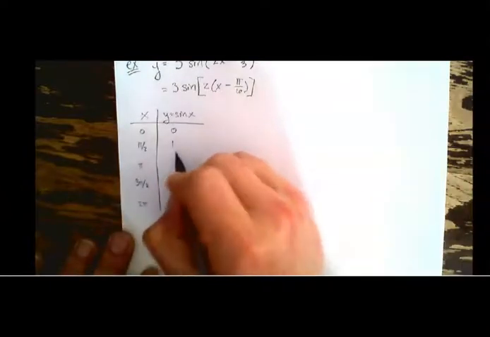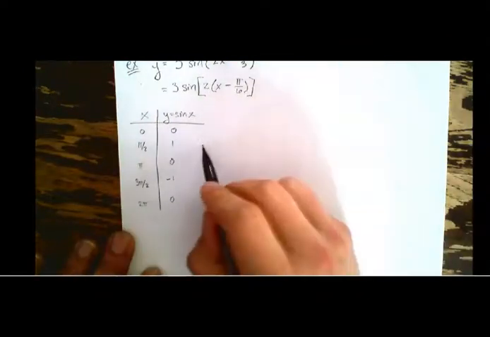Sine, remember, starts at the origin, so 0, and then goes up. So up to 1, then it's got to turn around. Back to 0, down to -1, back up to 0. Now let's handle our transformations.